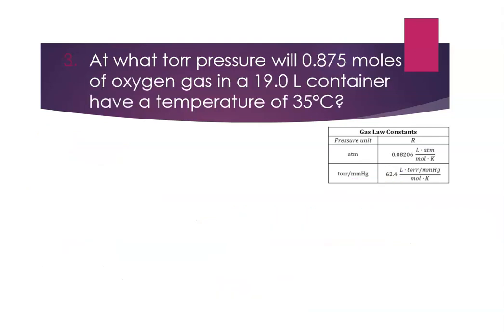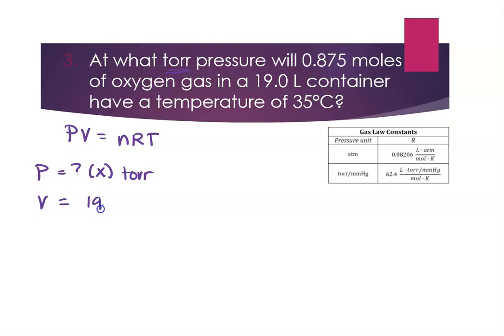All right, this says at what torr pressure will 0.875 moles of oxygen gas in a 19-liter container have a temperature of 35 degrees Celsius. All right, so again, we don't have any mention of molar mass or density, so I'm just going to use PV equals nRT. All right, so my pressure here is what I'm trying to find. So that's going to be my X value, and it tells me that I want to find the pressure in torr, which is important because that's going to tell us which gas law constant to use.